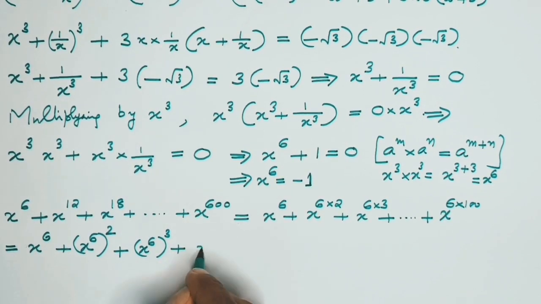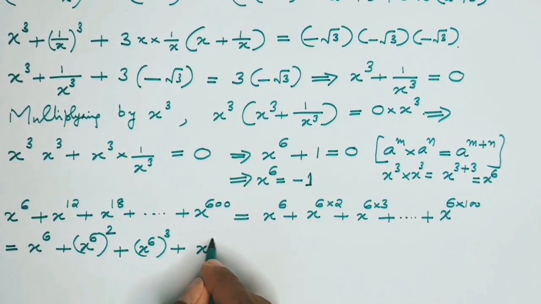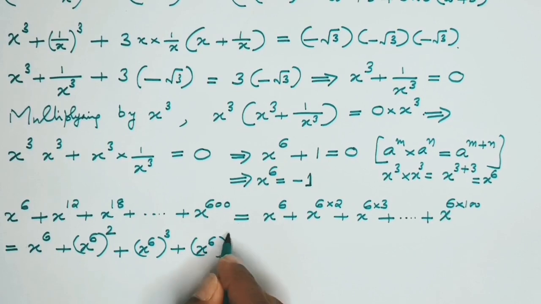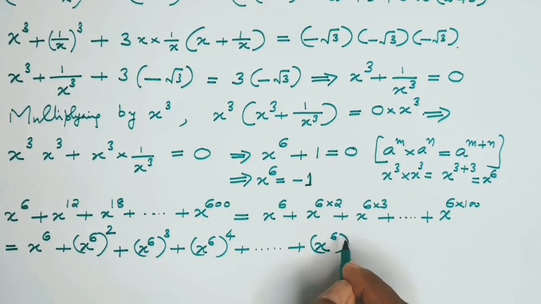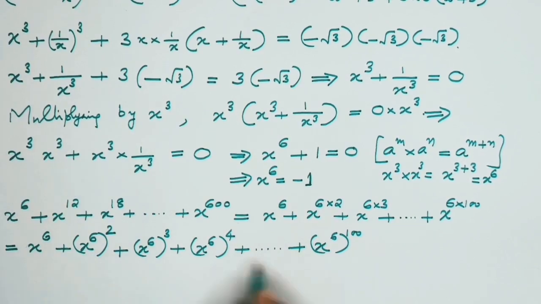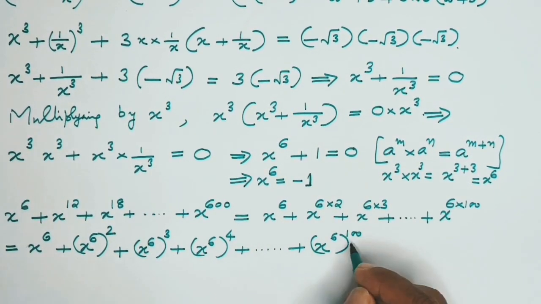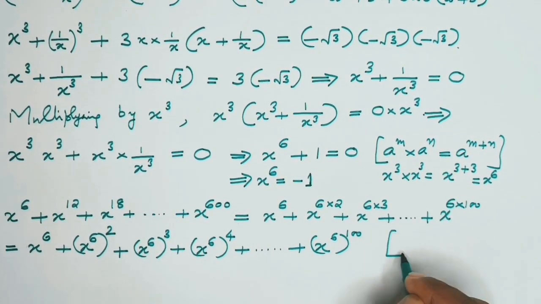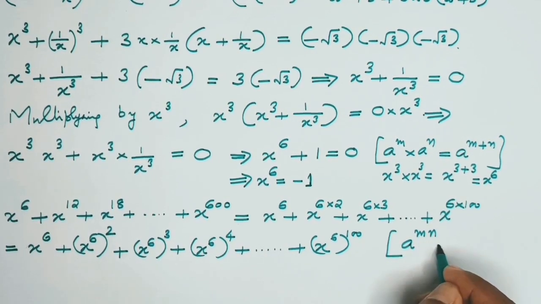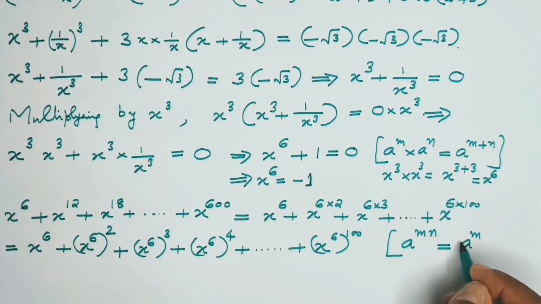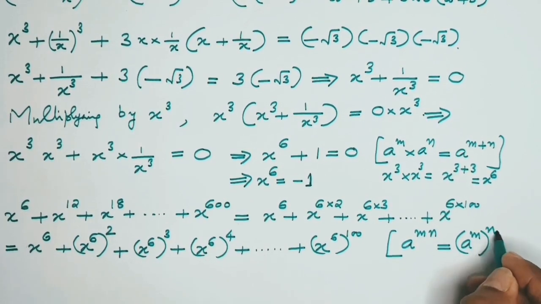What will be the fourth term? I have not given it here. If I write it here, it will be like this. And the last term will be x to the power of 6, the whole to the power of 100. There are 100 terms in the given expression, and I have made use of a simple law of indices: a to the power of mn is a to the power of m, the whole to the power of n.